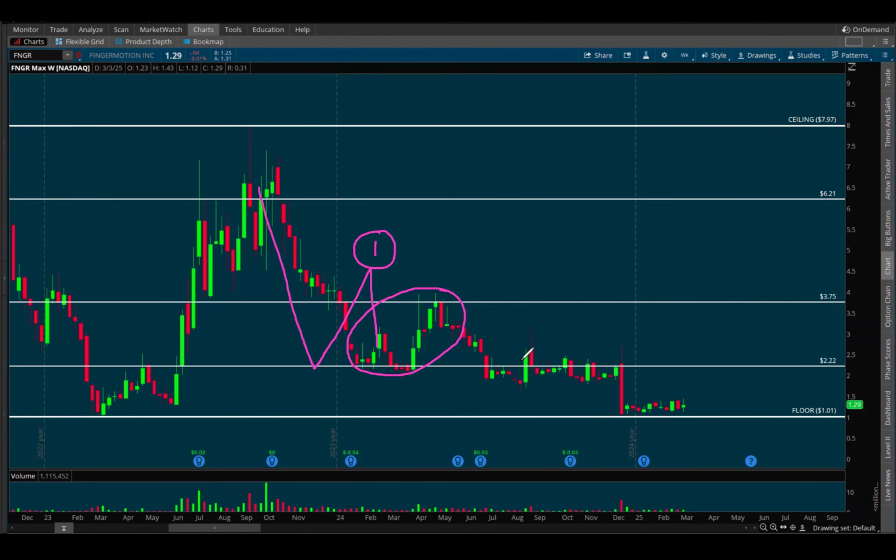So what I want to do is focus on the highest close of this sequence. And this is a long time. This goes all the way back from July to December.